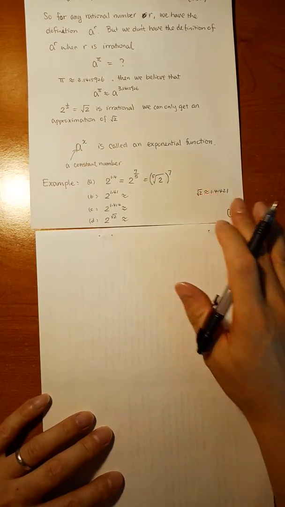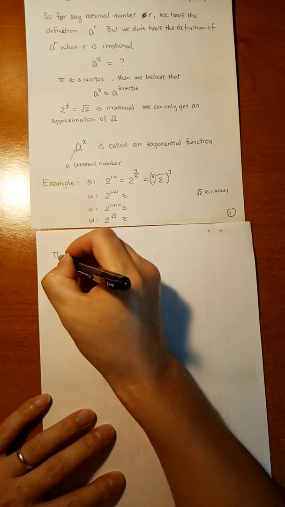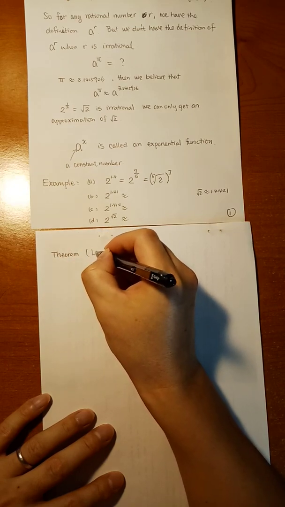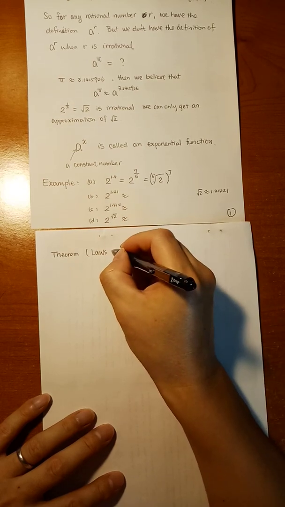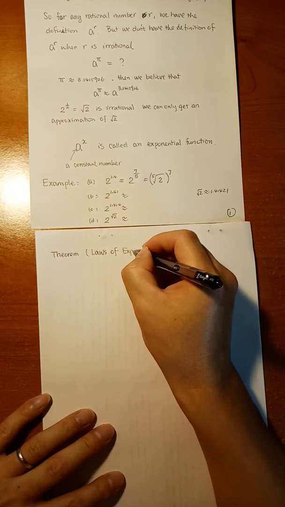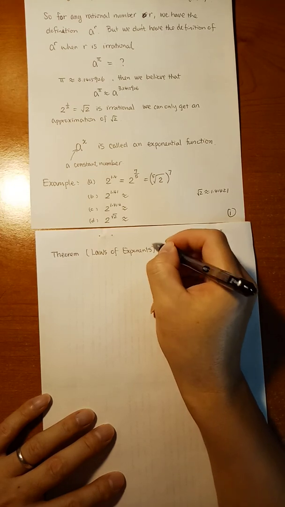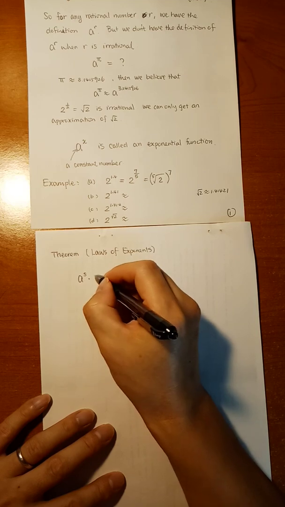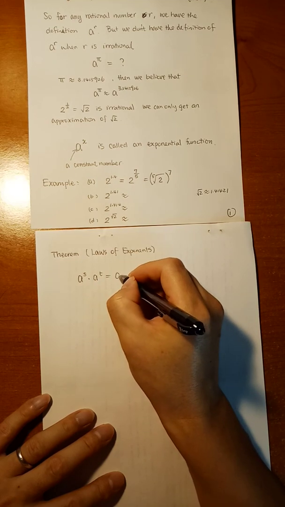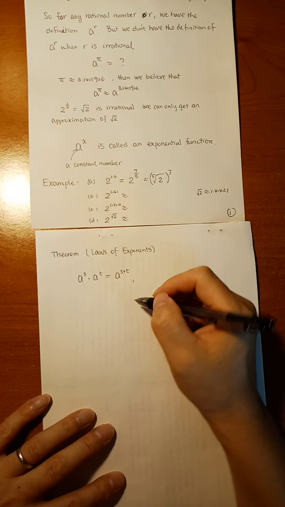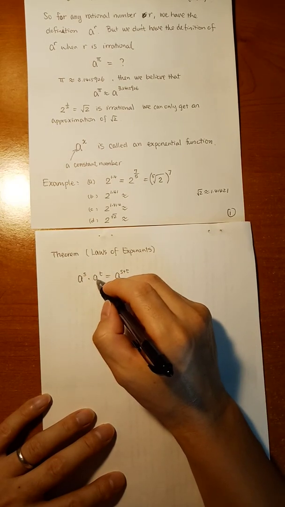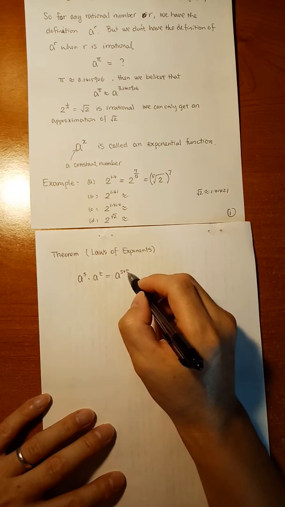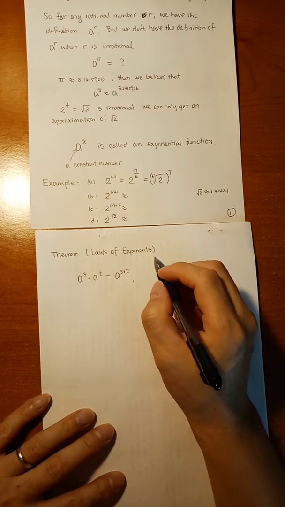For rational power or irrational power, we always have these laws of exponents. Laws of exponents: a to s times a to t is a to s plus t. The product of two exponential expressions with the same base is equal to a to the s plus t.